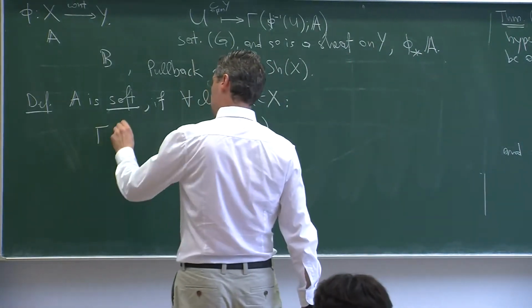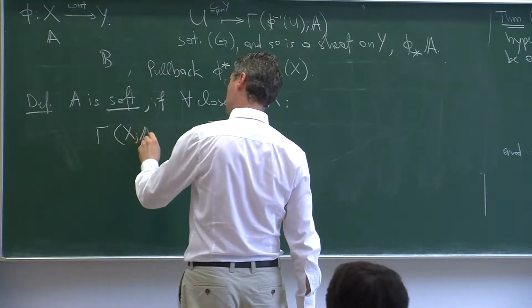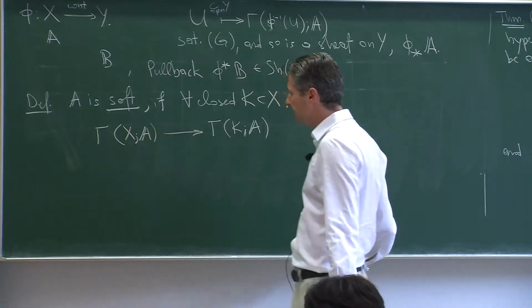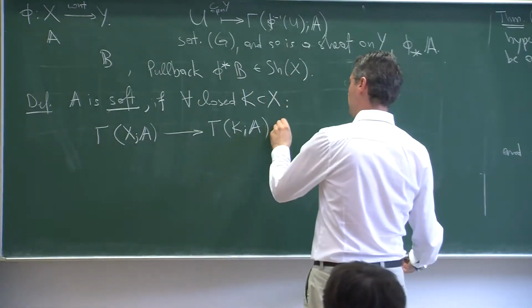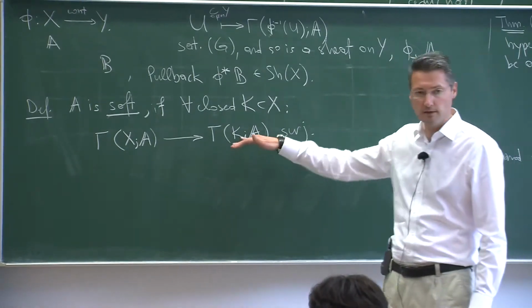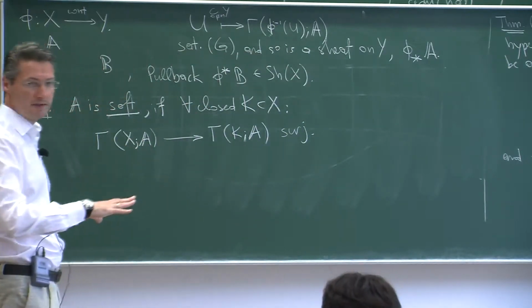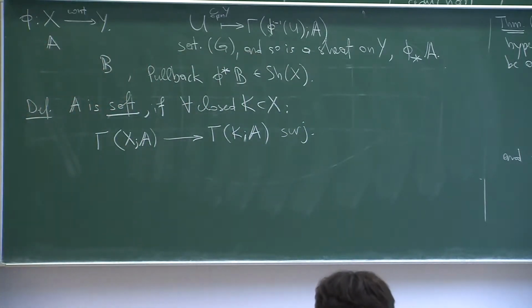And I look at global sections over X of A. Then there is the restriction map, and I want this map to be surjective. So in other words, if I can extend every section over a closed subset to a global section of the sheaf, then you call it soft.